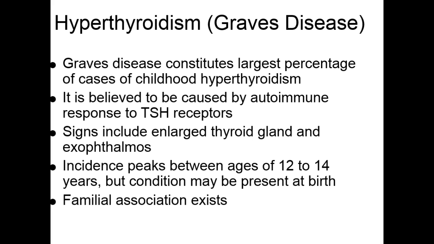On to the next type of thyroid disease. It's Graves' disease. It constitutes the largest percentage of hyperthyroidism. It's believed to be caused by an autoimmune response to the thyroid-stimulating hormone receptors. The signs include enlarged thyroid gland and exophthalmos. And if you've ever seen anybody with Graves' disease, the eyes are very large. If you think about Barbara Bush, President Bush's wife, she had Graves' disease, and her eyes just kind of pop out. That's a good example.